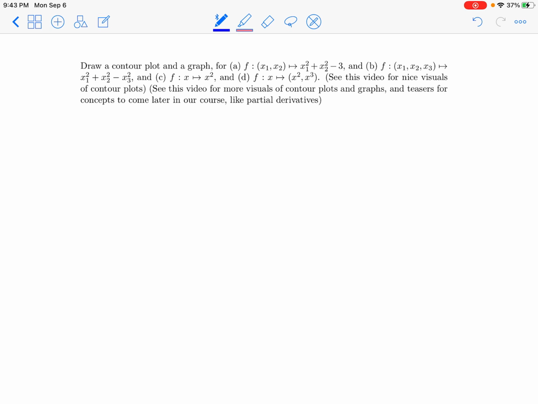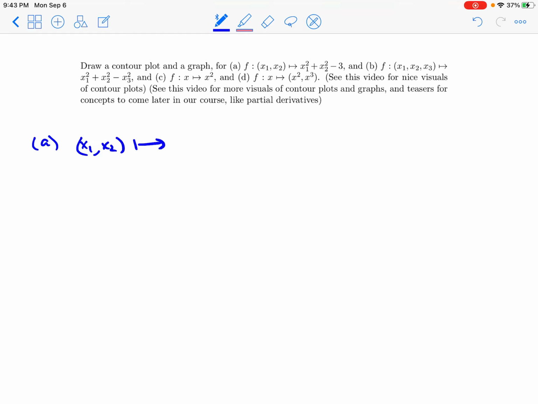Okay, hello everybody. So in this problem, we're supposed to draw contour plots and graphs. And so these are two of the main ways of visualizing maps. Also vector fields sometimes is another way to visualize maps, but this is just about contour plots and graphs. Okay, so part A is the map.